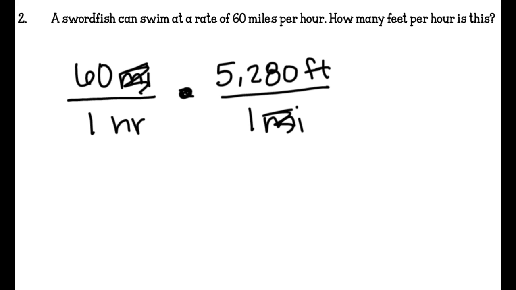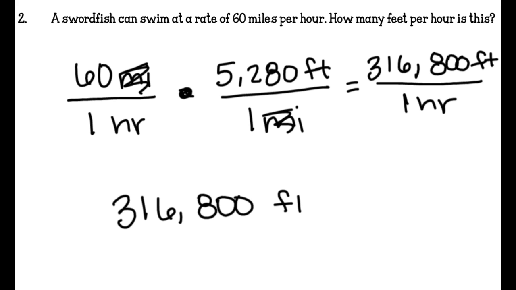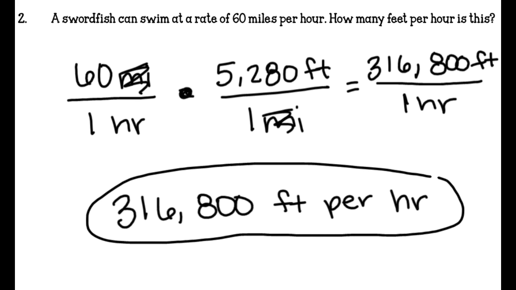So 5,280 times 60 is 316,800 feet, and that's in 1 hour. So you could write it like this, or you could write 316,800 feet per hour. Circle it. And that's my answer.